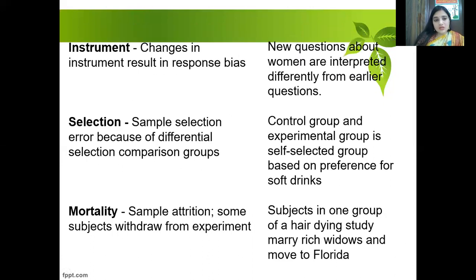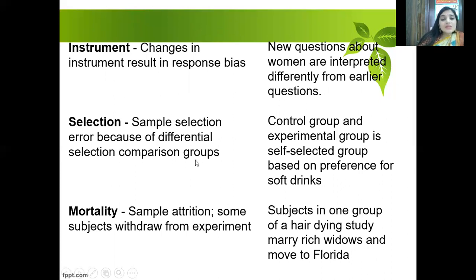Then instrumentation. Changes in the instrument result in response bias. Yes, after test marketing, pre-test, post-test, these kinds of things are done for improvement of the questionnaire as well, improvement of the instrument as well. We call the questionnaire an instrument when we talk about research designs. So new questions about women are interpreted differently from earlier questions now, right? That is also a kind of problem which might affect internal validity. Then selection. Yes, sample selection error because of differential selection of comparison groups.